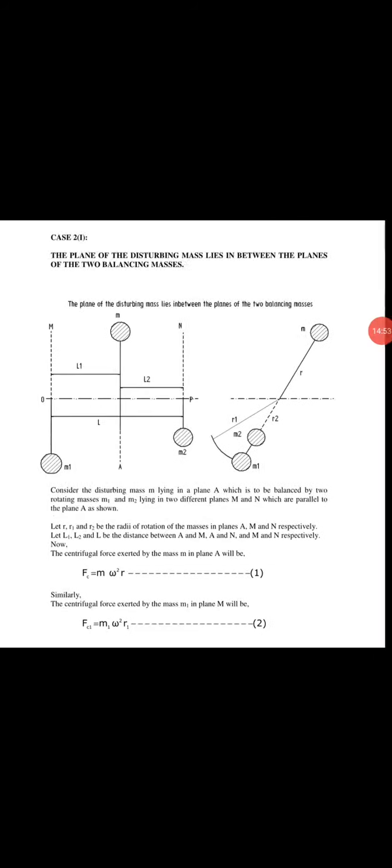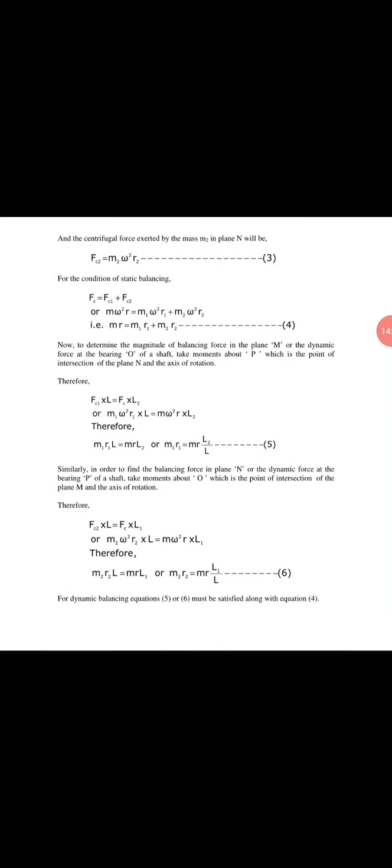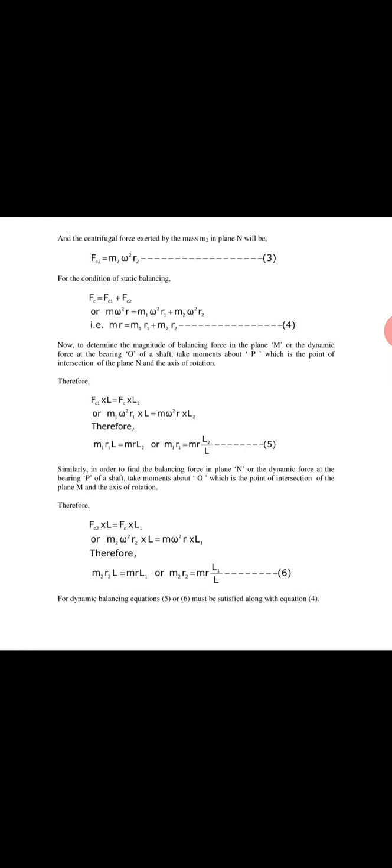Now case 2, as you know, there are two cases. To balance the mass, equation 5, M1 R1 equals MR L2 by L, and M2 R2 equals MR L1 by L, equation number 6, should be remembered, for the disturbing mass which is at the center. For the disturbing mass which is at one side, remember the equations M1 R1 equals MR L2 by L and M2 R2 equals MR L1 by L. And you see that equations 2 and 3 also match with equations 5 and 6.